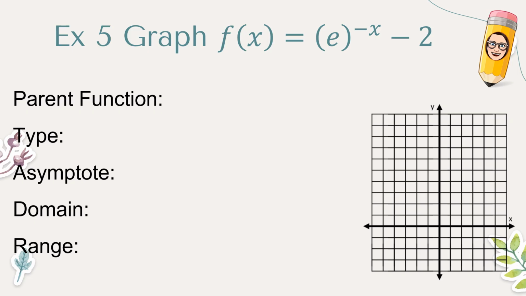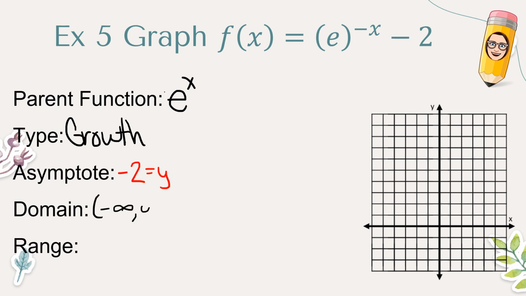Let's try one more. We got to practice this E. This is a new number and a different style of parent table, really. My parent is still e to the x. It's still growth. I'm going to take care of that asymptote right away. It's still negative 2. Y equals negative 2. My domain is still forever. I can still rely on all these things.